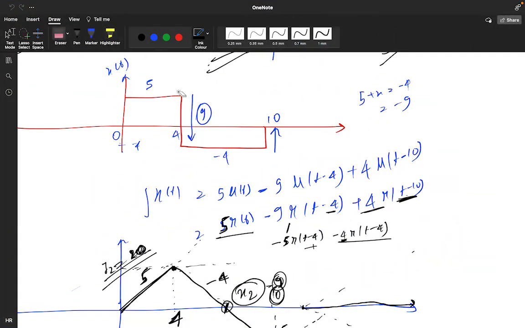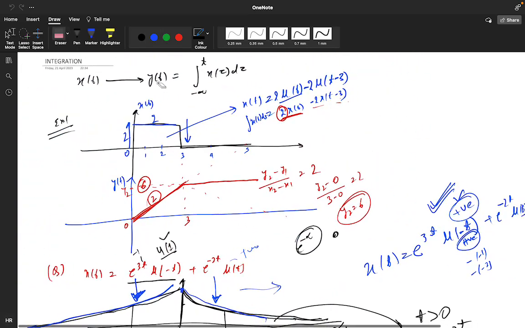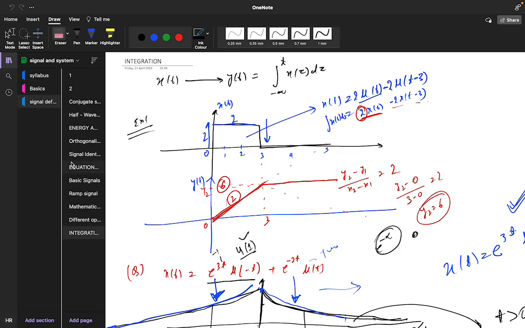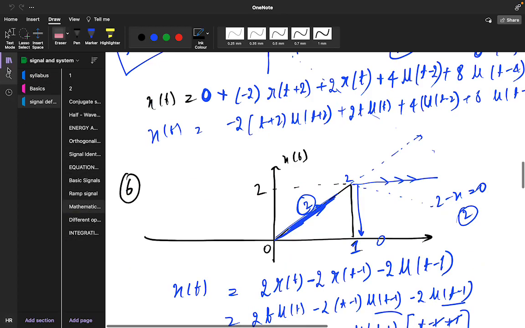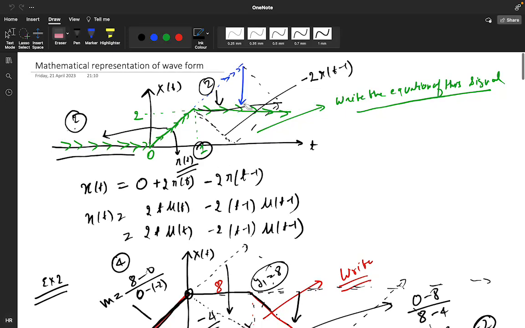Friends, due to some issue, the videos have not been recorded, so I will tell you quickly what I had planned today. I thought about how to calculate the mathematical equation.